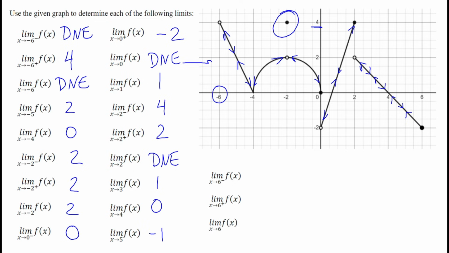And as we approach 6 from the left, we're going down towards this value here at -2. But we can't approach 6 from the right because there is no function to the right of 6. And so that means that the two-sided limit also does not exist.